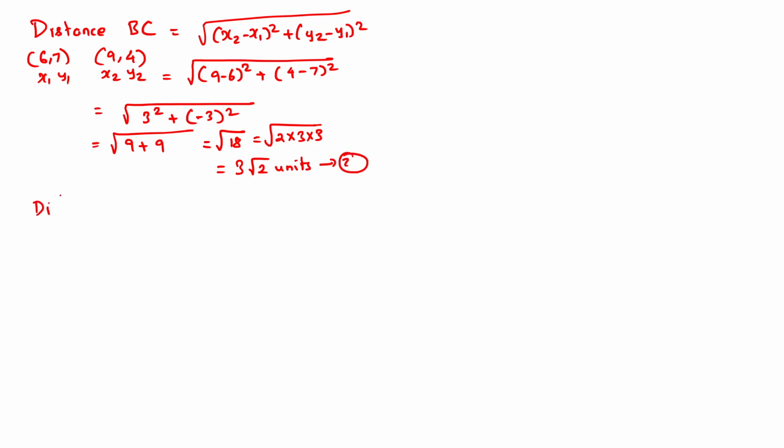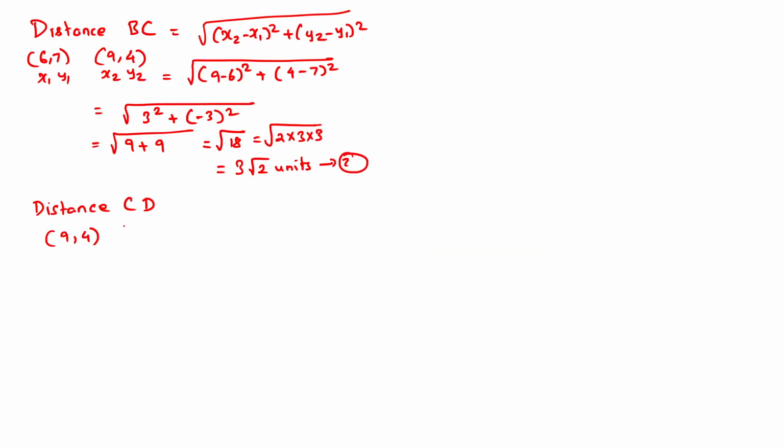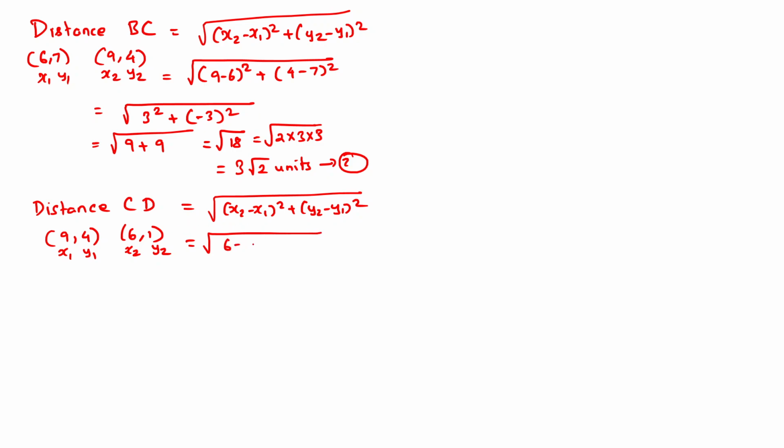Now the distance of AB is over, BC is over. Now we have to find the distance of CD. Write the coordinates of C and D: 9, 4 and 6, 1. This is x1, y1, this is x2, y2. Using the same distance formula, (6 minus 9) whole square plus (1 minus 4) whole square. So we get minus 3 whole square plus minus 3 again whole square.